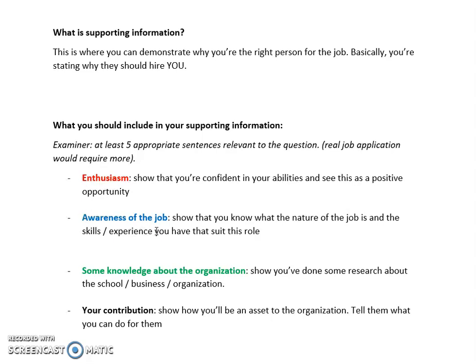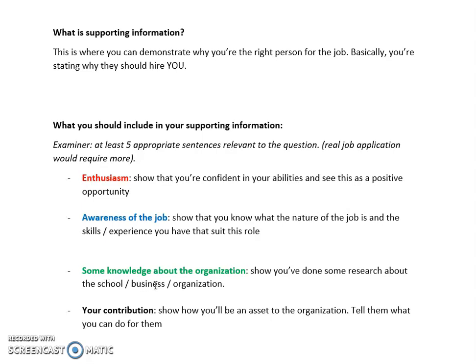Show awareness of the job. You need to show that you know what the nature of the job is. What is the job? What do you need to do in this job? What will your responsibilities be? You need to show that you are aware of that. You know that. And the skills and experience that you have, they suit this role. You need to show that you can match your skills and responsibilities with this specific job. In the previous section, you've talked about your experiences. Before that, you've talked about your qualifications. But how does that suit this job? This is where you can match them all together.